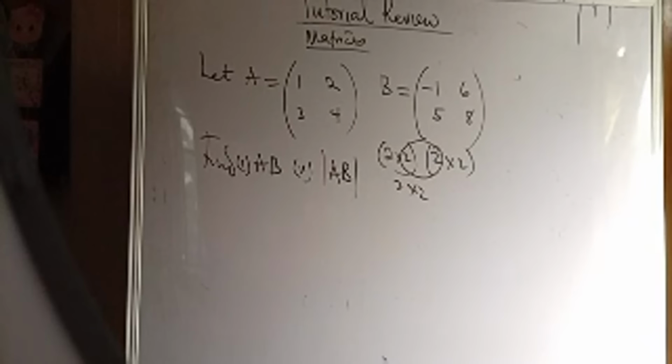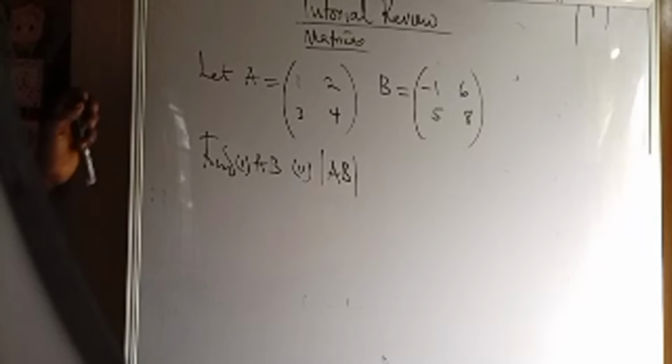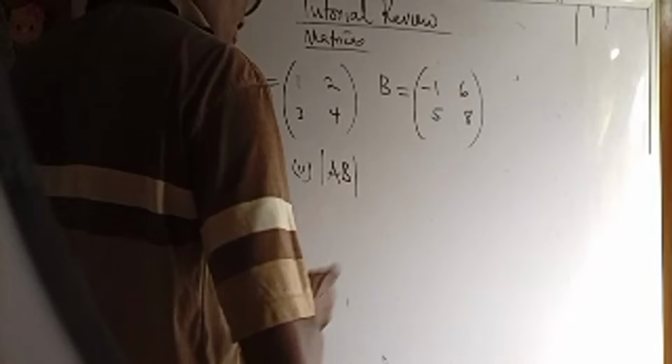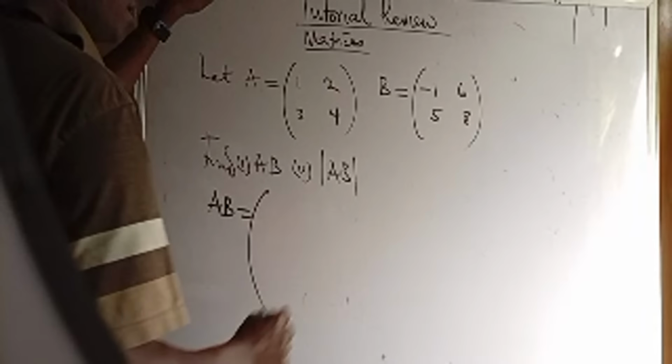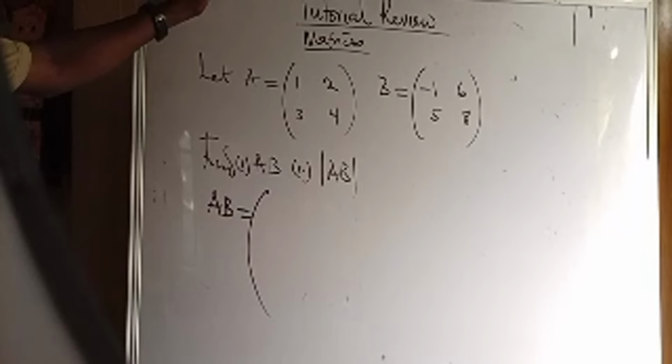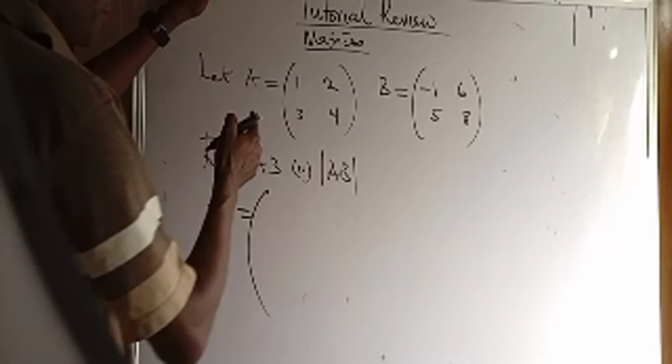So AB is now what? Matrix AB is the product of the two matrices A and B. So let us try and do this multiplication. Look at the way I'm going to do it too, because some students used to complain that they don't get this, and it's simple. You are multiplying A by B.